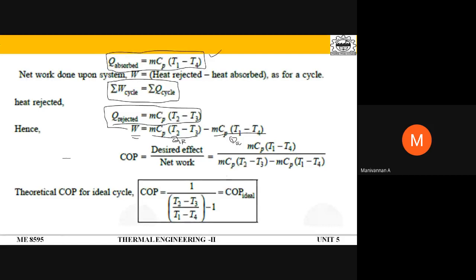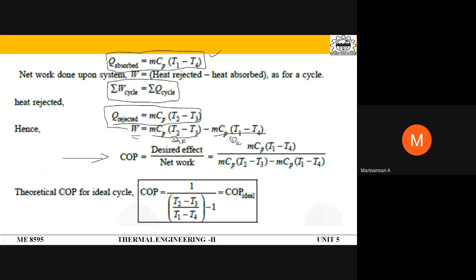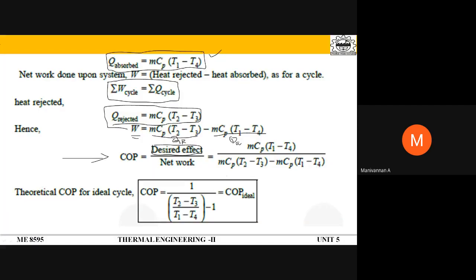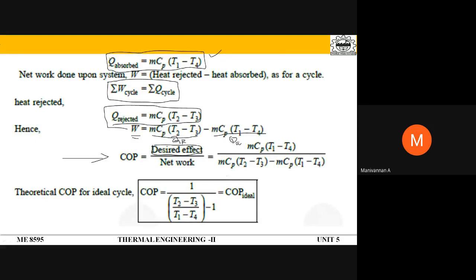As you know, the coefficient of performance is the desired effect, or refrigeration effect, to the net work input. So what is my desire? My desire is to maintain a certain temperature. To maintain that temperature, I have to remove this much heat from the working space so that my temperature will be maintained. That is my desired effect.